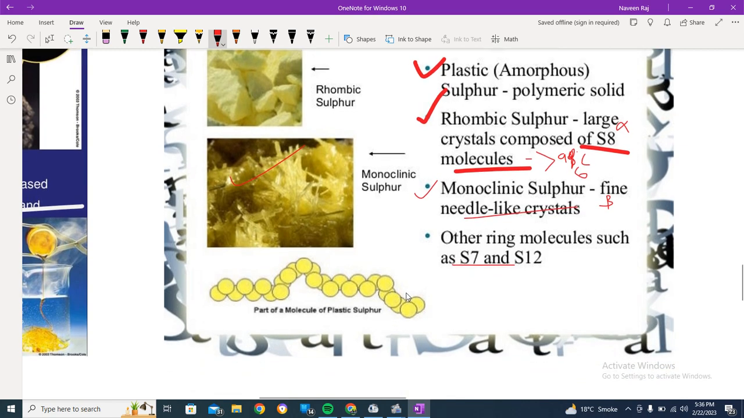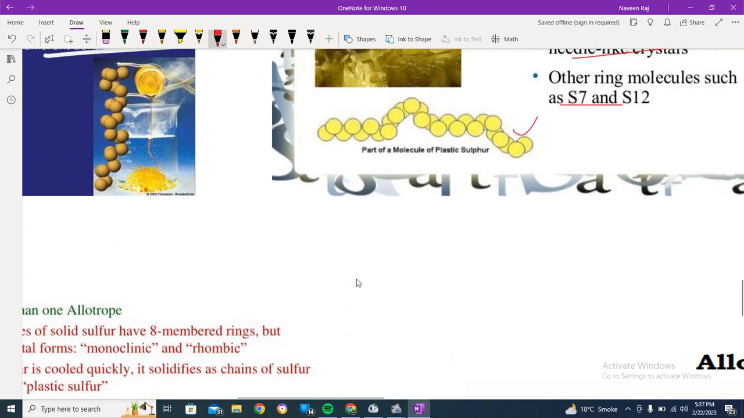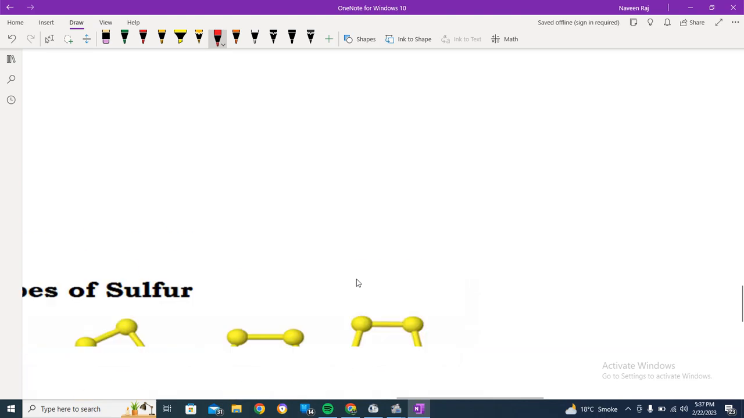Here is the plastic sulfur. Like plastic sulfur, we have a supercooled form of sulfur, the gamma sulfur, and this is an amorphous allotrope of sulfur, just like a plastic sort of substance, and it is not considered a true allotrope of sulfur because the atoms are arranged in a random manner. This is very important to notice. Now let's move forward.